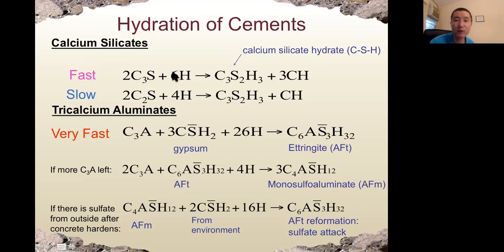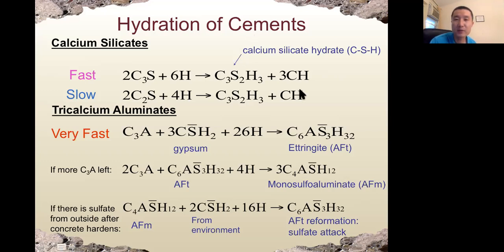Both of these two compounds will react with water and generate the same hydration product. One is called calcium silicate hydrate, or CSH. The number underneath the C, S, and H could be different. It does not necessarily have to be 3, 2, and 3 as we see from here. CSH is the major contributor to the strength of concrete. So that's the best hydration product for cement.